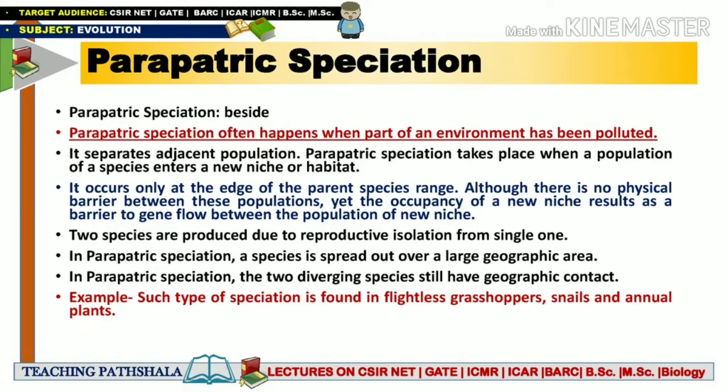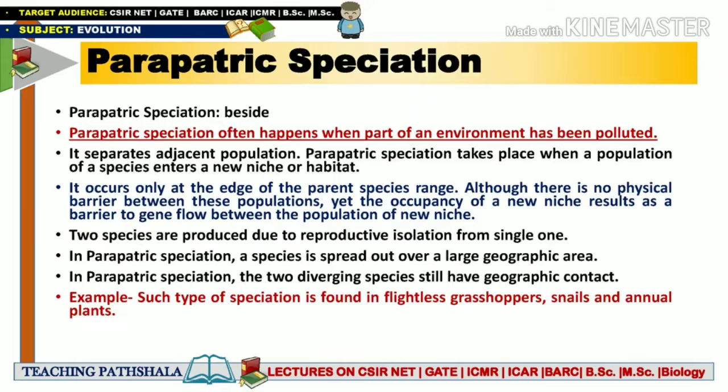Next line: it occurs only at the edge of the parent species range. Although there is no physical barrier between these populations, the occupancy of a new niche results in a barrier to gene flow between the populations. The meaning of this line is that the new population and the old population show a meeting point. The new population is just beside the original population, and although there is no physical barrier, the property to occupy a new niche makes a separate population, and in this way there is a barrier in gene flow. That means there is reproductive isolation between the two populations, the new and the old.